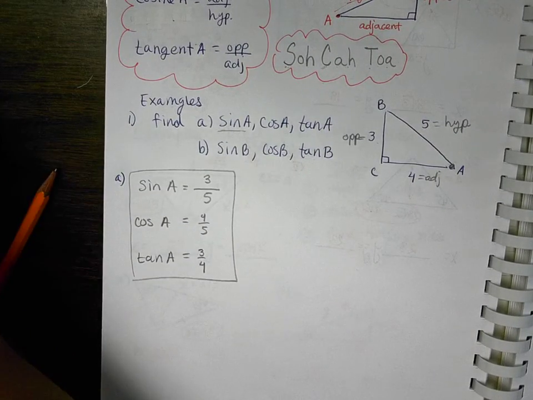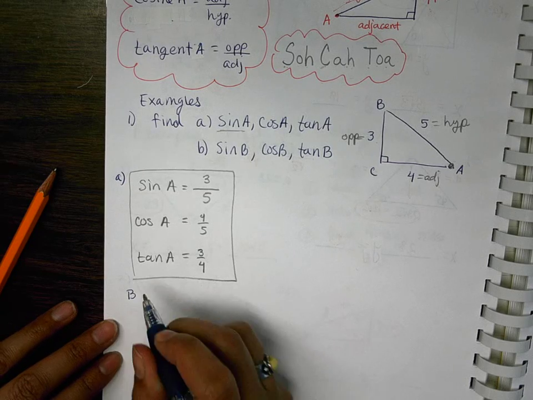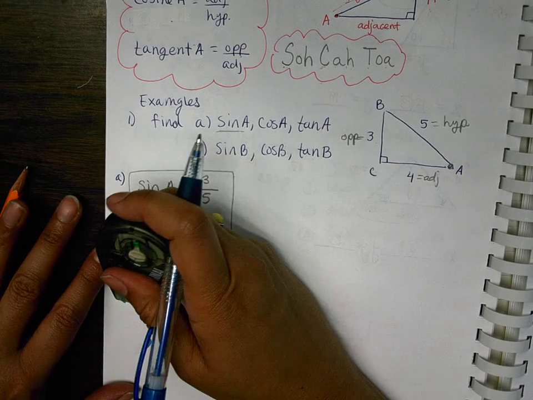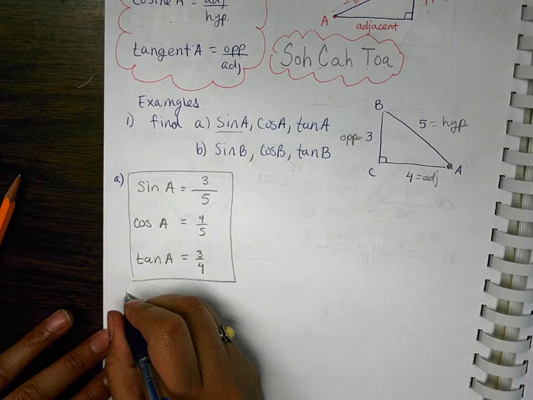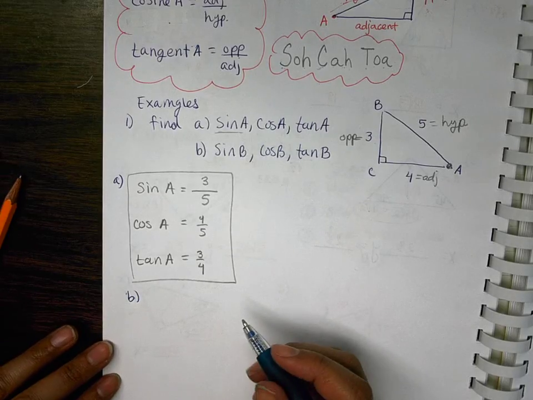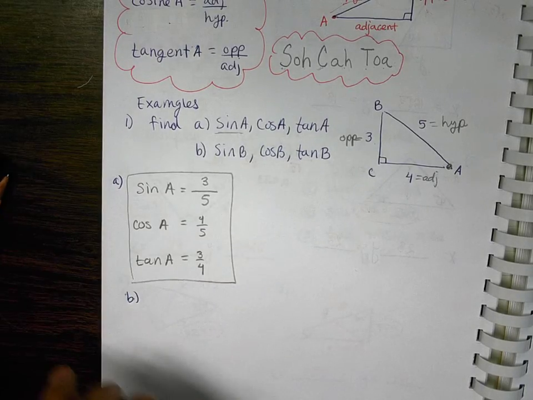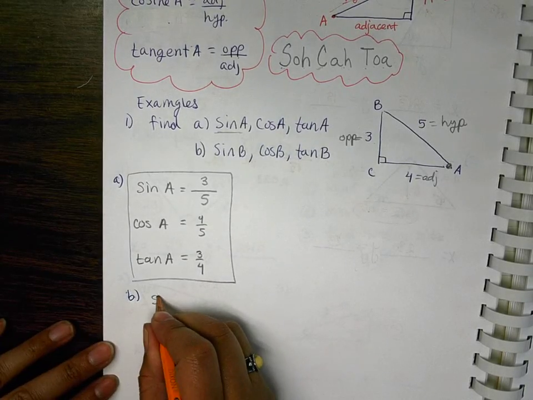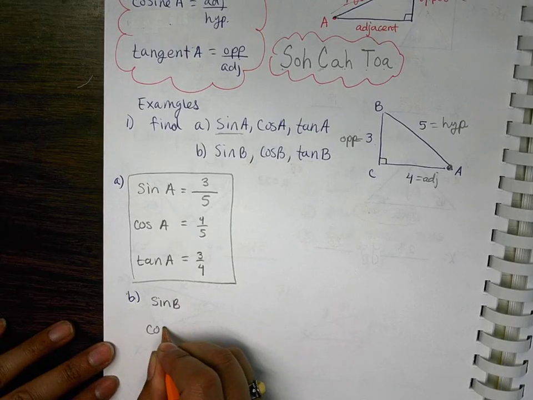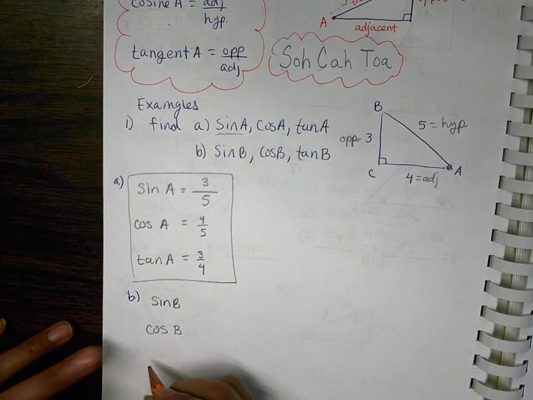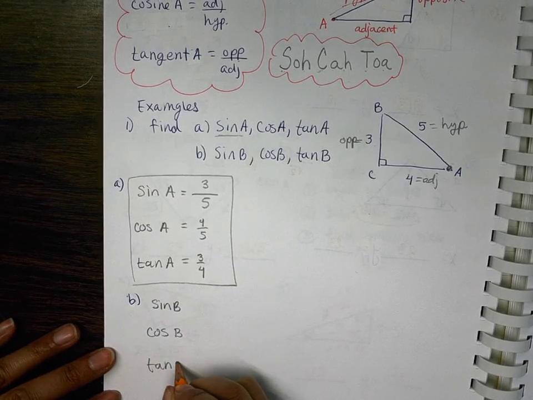All right, that's good. That's good then. All right, part B. Sine of B, cosine of B, and tangent of B.